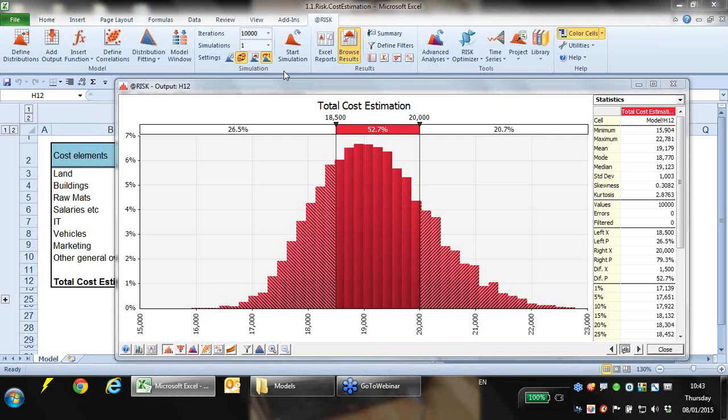So someone is asking, how did you draw the PERT distribution from the data?